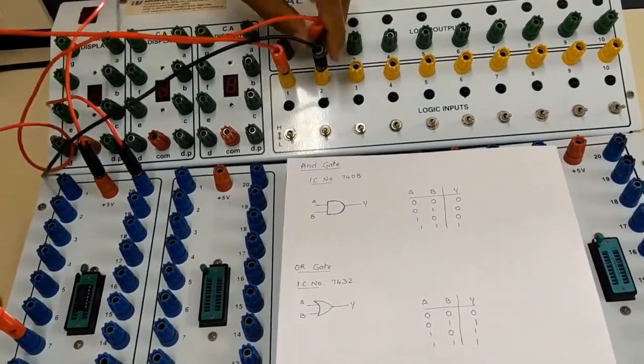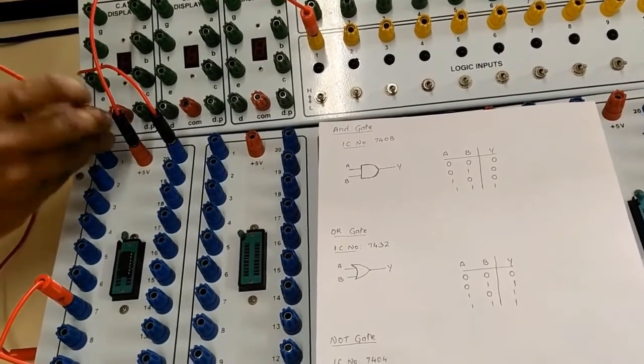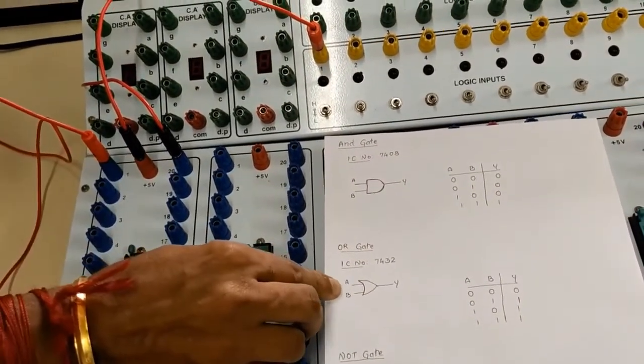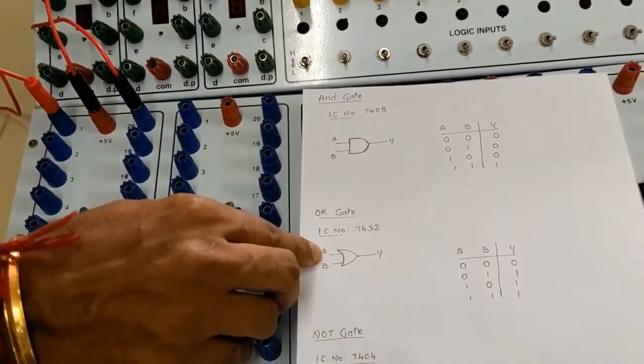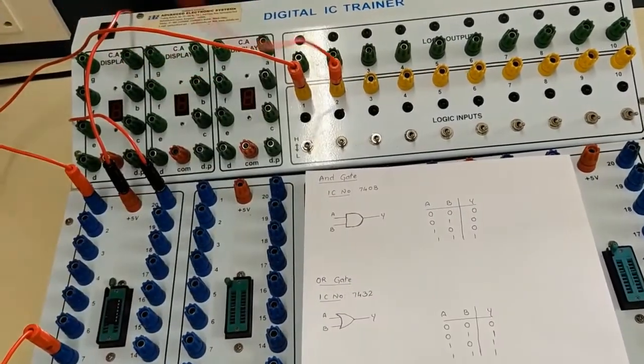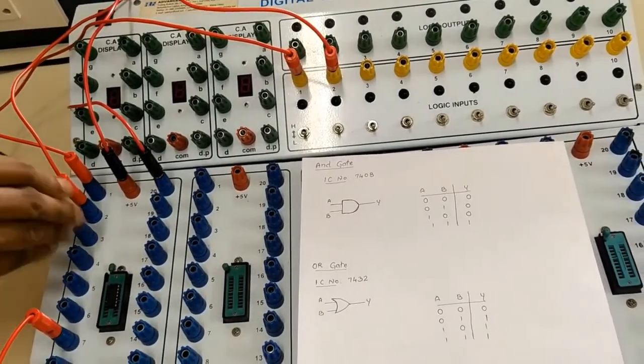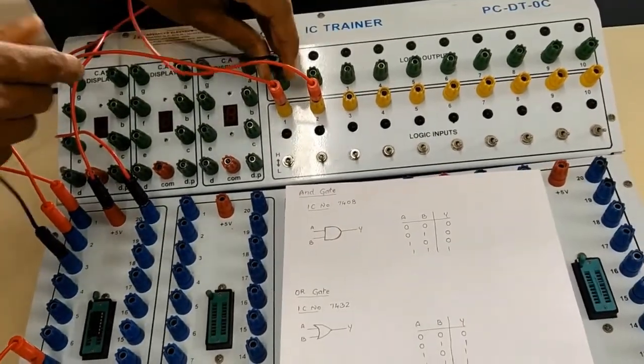So this is your input A. I'll go with the same wires here. Input A is connected to this pin as per this particular circuit diagram. As per this circuit diagram, this is one input. This is my second input, which is connected to pin number 2, and later this is your output. Pin number 3 is your output. Output will be connected here.